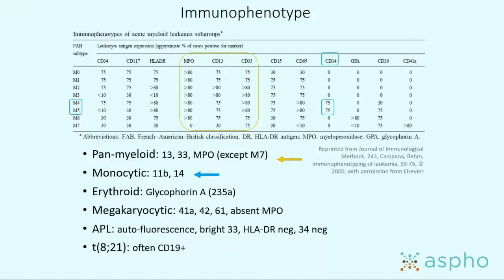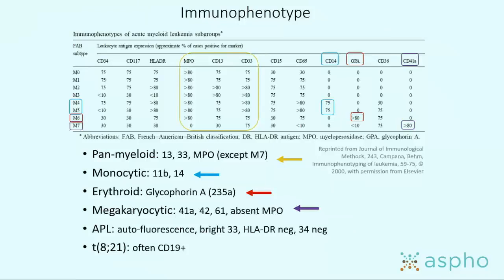The next, erythroid markers. These are markers that would be expressed in the M6 or the erythroid leukemias, and the most important one to know there is glycophorin A, also known as CD235a. And then the next is the megakaryocytic, which is the old FAB M7, and these are the markers that are most characteristic of that: CD41a, CD42, CD61, and absent myeloperoxidase, as I mentioned at the beginning.